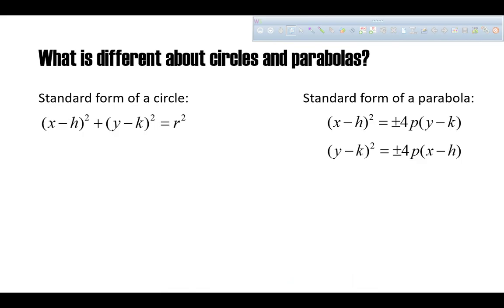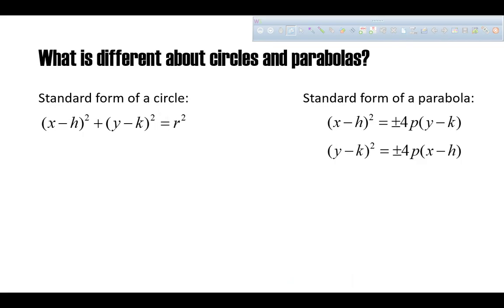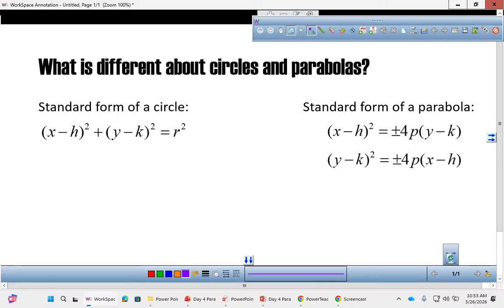Anyway, so I just have to show you how to do standard form of a parabola. I think you guys are going to think it's pretty easy, but the difference between a circle and a parabola: you can see the circle has an x squared and a y squared. Because we had two squared terms, we had to complete the square twice. A parabola only has one squared term, so you're only going to complete the square with either x or y, depending on whichever one's squared.